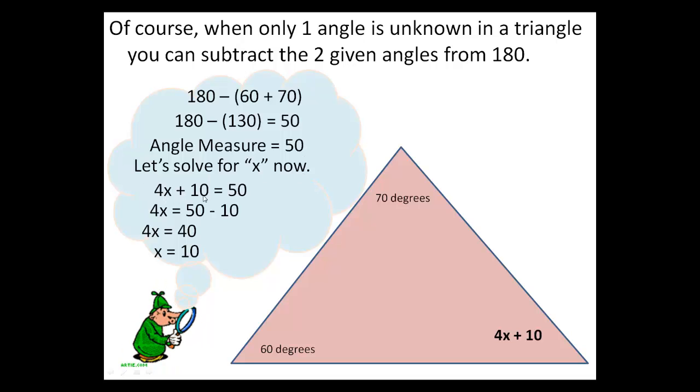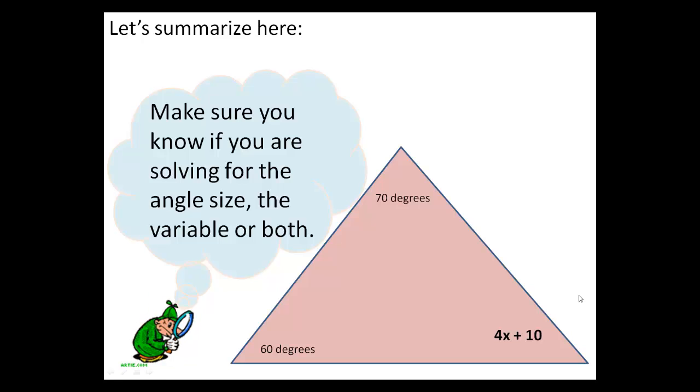4x plus 10 equals 50. 4x equals 50 minus 10. We move the 10 to the right hand side of the equation. It becomes a negative. 4x equals 40. Divide by 4 on both sides. x equals 10. To summarize, make sure you know if you're solving for the angle size, the variable, or both.